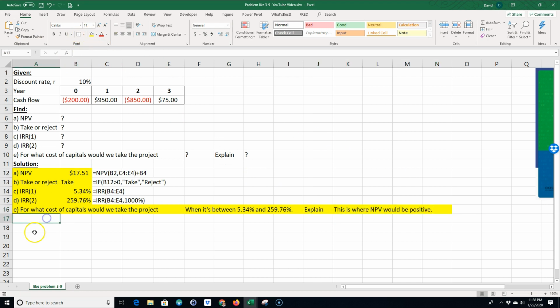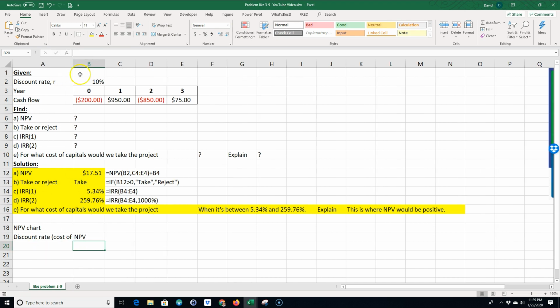So let's kind of look at what's going on. So we could graph this. We could make an NPV chart. And we could say the discount rate. And in this problem, they're calling it cost of capital. Don't let that confuse you. And then the next thing we want is what the NPV is at that discount rate.